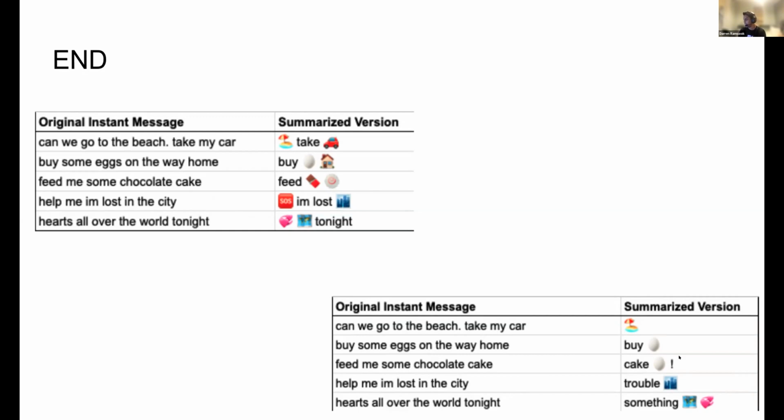And on the right side here, just something fun that I was doing. I was actually trying to create my own data set of labeled and unlabeled pairs so I could use a neural network to train it. I got only up to 500 or 600 messages. Data labeling is tedious and tiring, but these were the results from training a neural network to do the same task that I did numerically. So can we go to the beach, take my car, beach, buy some eggs, buy eggs, feed me some chocolate cake, turns into cake with an egg with an exclamation mark.